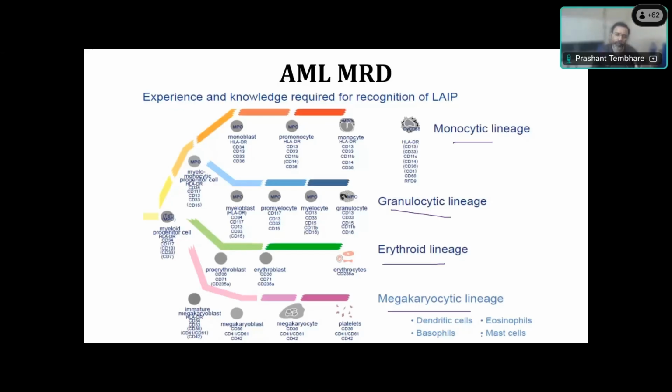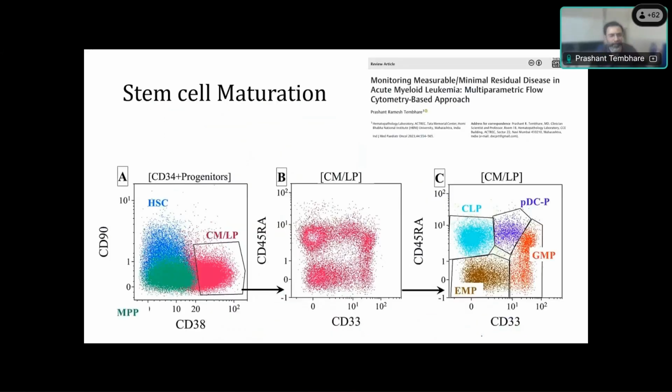So you have to use such a panel where you can identify all these normal precursors, and then identify disease by differentiating tumor cells from precursors among all these blasts, right? That's why you need a differentiating pattern. Now, to follow this, how the myeloid blast matures, I'm going to take you through that.